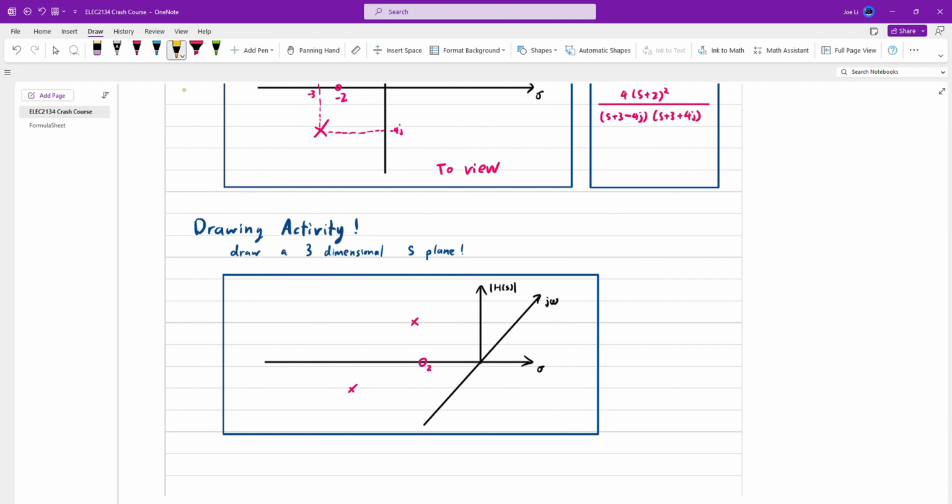Now, what happens in a pole? The pole goes to infinite. So basically, whenever s is equal to -3 plus 4j, this goes to undefined, really high. So it just goes to really high. And this one as well, it goes to infinite high. I'll try to sketch it. Now, I'm going to try to make it look nice and clear. Right. Hopefully this will make sense.